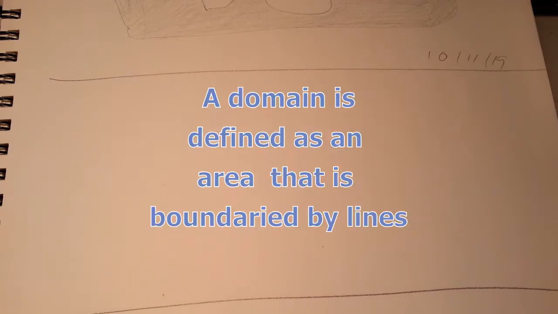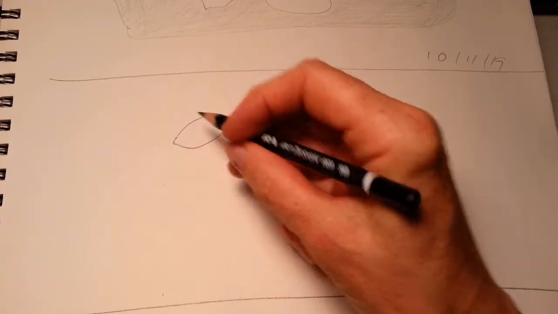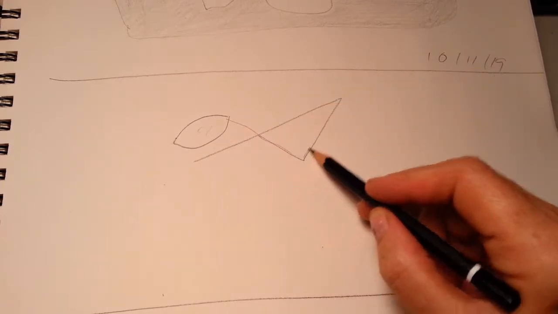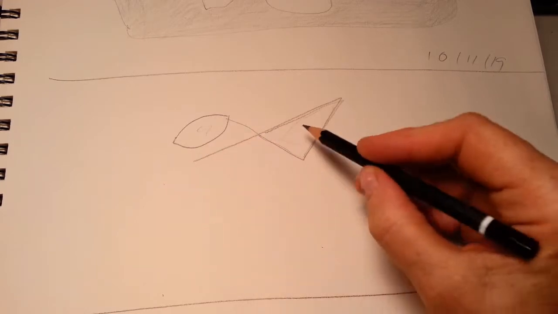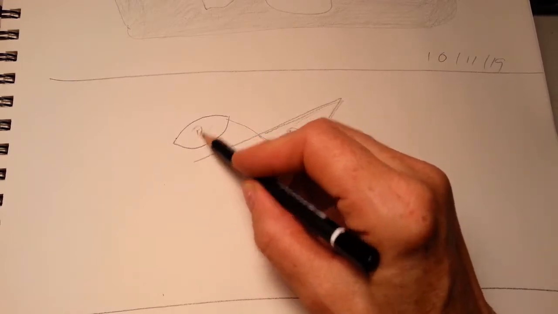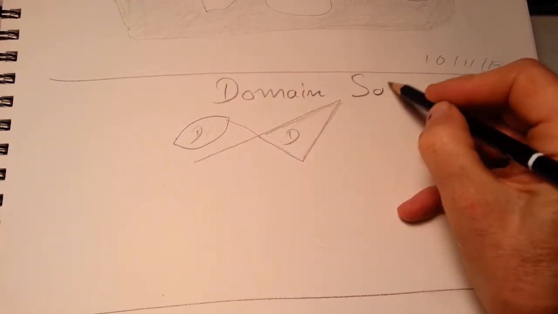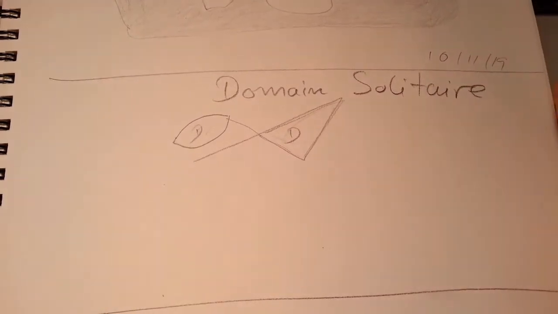A domain is defined as an area that is boundaried by lines. So, like, this would be a domain. This would be a domain. Anything that has lines around it. This is not a domain. This is a domain. And this is a domain. So, domain solitaire. So that's just for starters.